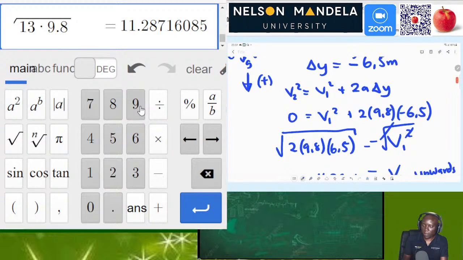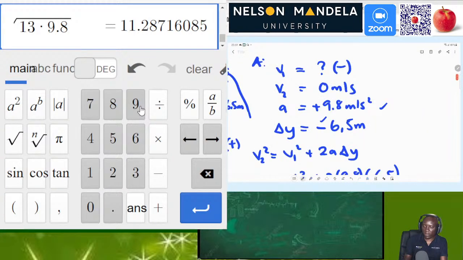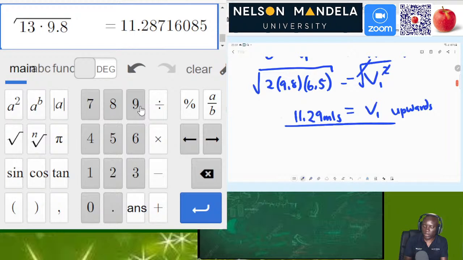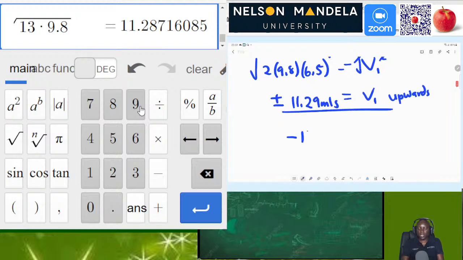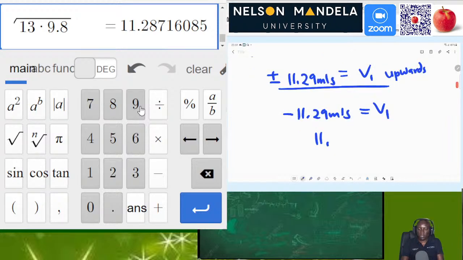So remember, we said V1 is negative. So we could put a negative there, negative 11.29, because this is the root, so it is plus or minus. So our solution in this case is V1 equals 11.29 meters per second. You can state the negative means upwards.